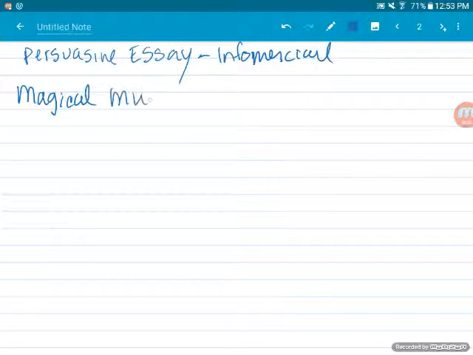Okay, a magical music stand, that's going to be my topic. That's my invention. That's what I'm going to prove to you guys is the best thing ever. Okay, first thing we need to do is introduce it. So in our intro, we need a couple of things.